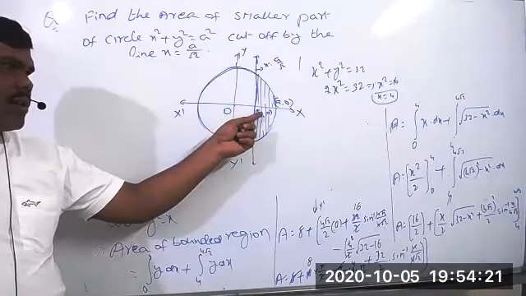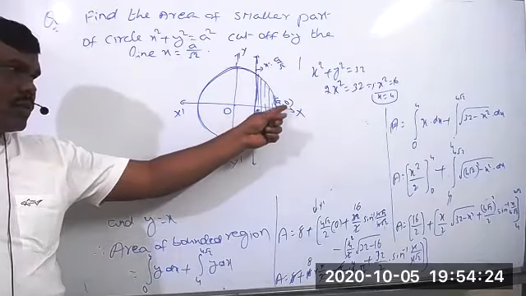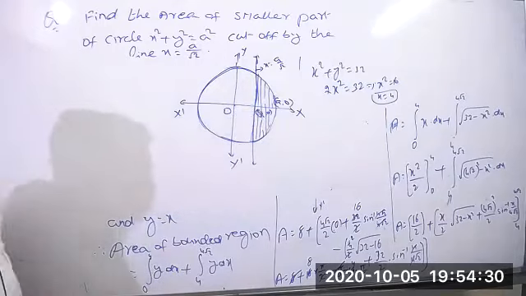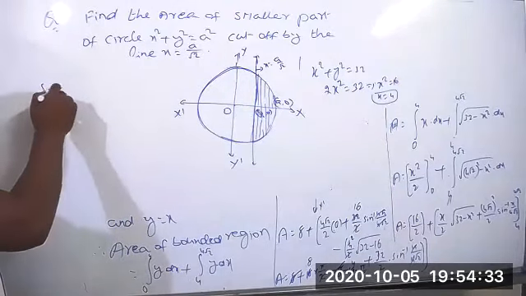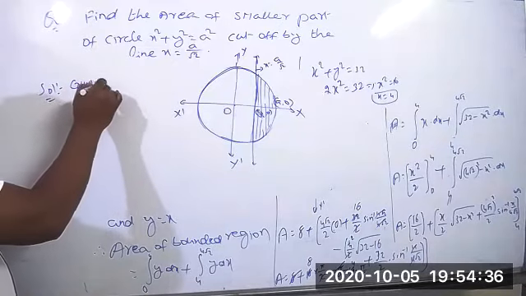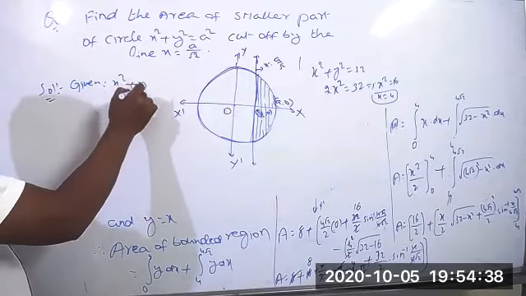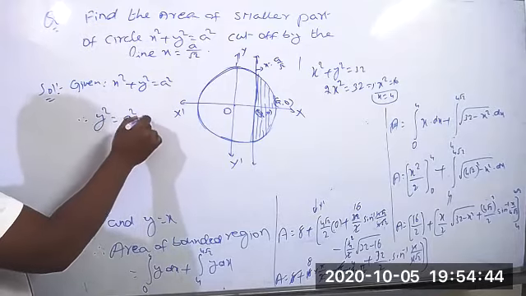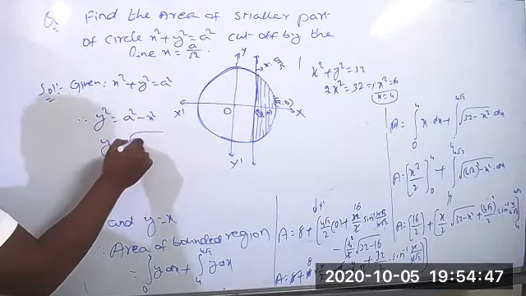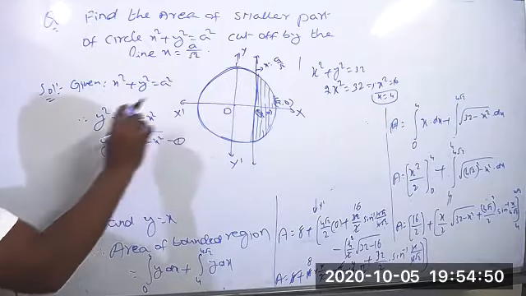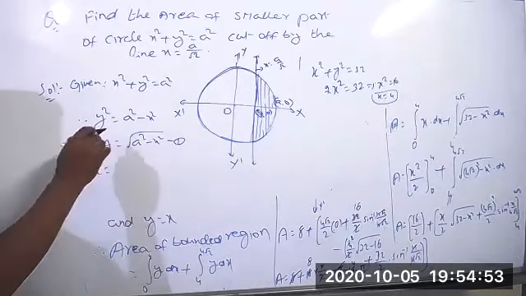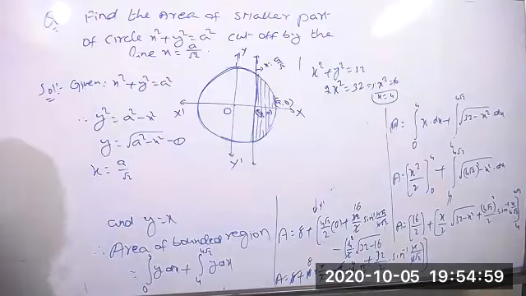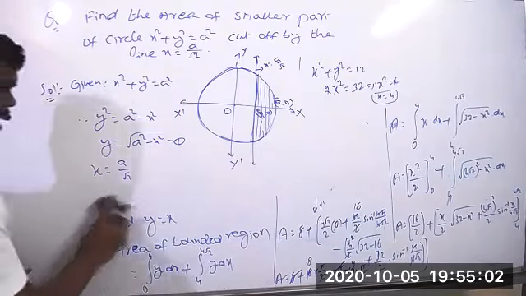What are the integration limits? A by root 2 to a, taken on the circle directly. The given circle equation is x square plus y square equal to a square, and therefore y square equal to a square minus x square, so y equals root of a square minus x square. The line is x equal to a by root 2, and so the area of the bounded region.